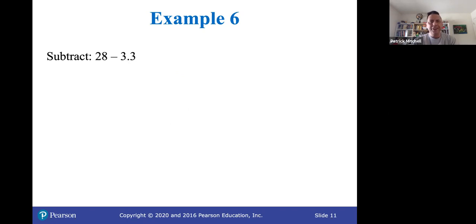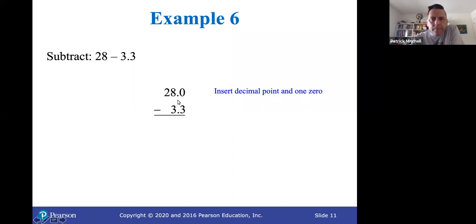Okay, here's one that you can try if you're feeling confident. 28 and no tenths, I'm putting that 0 there so that it has the same number of decimal places as the other number. I can't take 3 from 0, so I'm going to borrow 1 from the 8 and put that over here. So now 10 minus 3 is 7. 7 minus 3 is 4. Bring down the 2. The difference is 24 and 7/10.